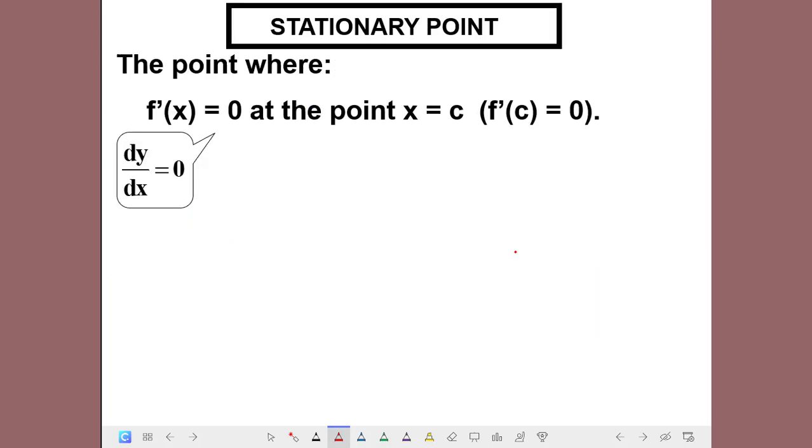Okay? And for a stationary point, it is the point where f prime of x is equal to 0, or we can write dy/dx is equal to 0 at the point x equals c. Okay, f prime of c is equal to 0.